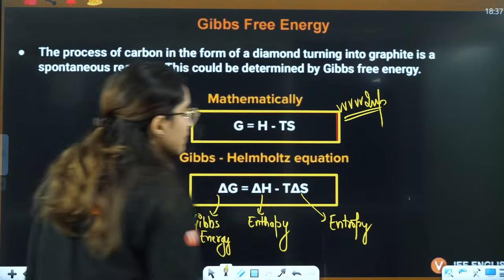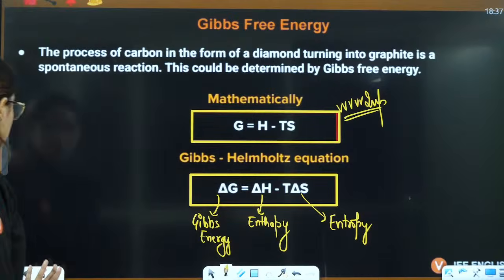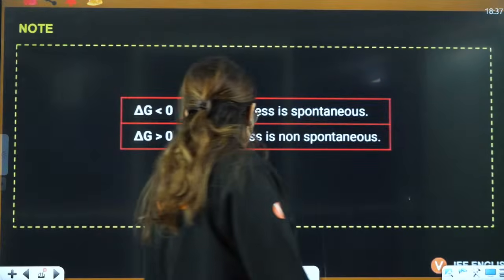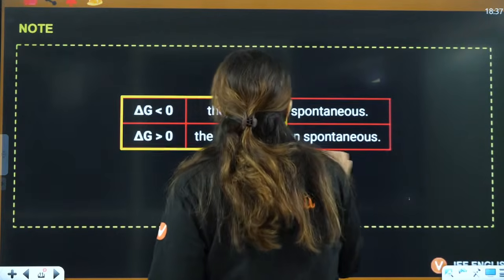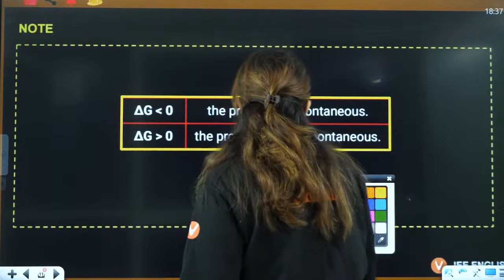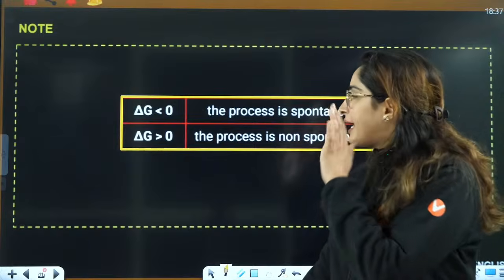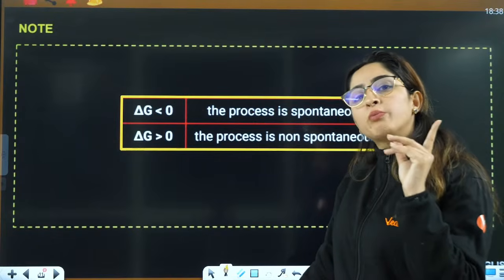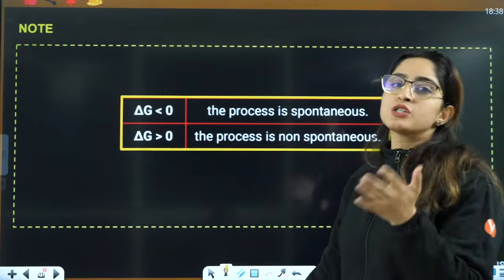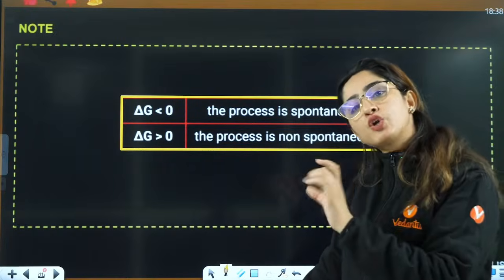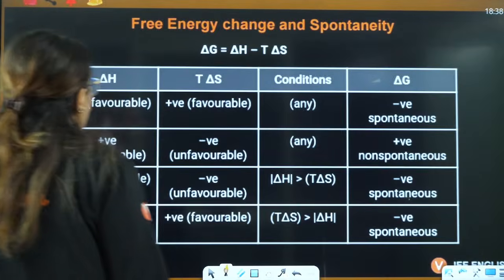Now let's see, but what is the conclusion of Gibbs free enthalpy? Gibbs free enthalpy is actually going to tell you whether it's spontaneous or non-spontaneous, and it will never go wrong. There is no exception to it. So delta G, if it is coming out to be negative, it's a spontaneous process. If it is positive, it's a non-spontaneous process. If it is equal to 0, it's at equilibrium. As simple as that.